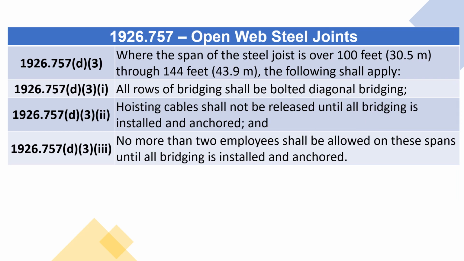1926.757 D.3. Where the span of the steel joist is over 100 feet (30.5 meters) through 144 feet (43.9 meters), the following shall apply. 1926.757 D.3(i) through (iii). All rows of bridging shall be bolted diagonal bridging. Hoisting cables shall not be released until all bridging is installed and anchored, and no more than 2 employees shall be allowed on these spans until all bridging is installed and anchored.